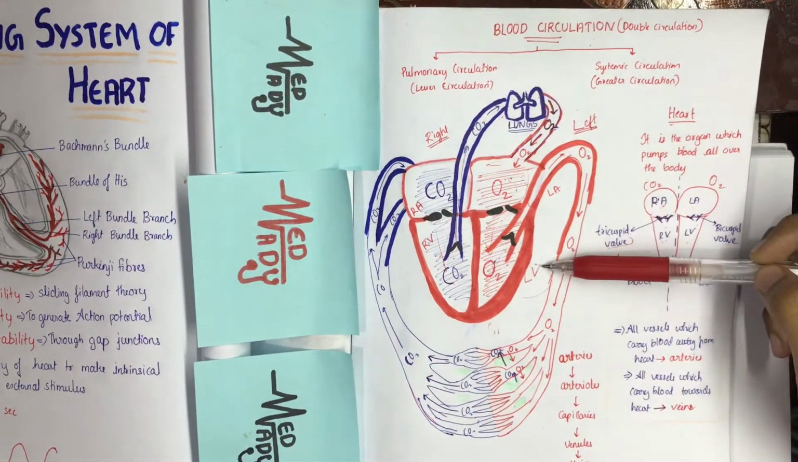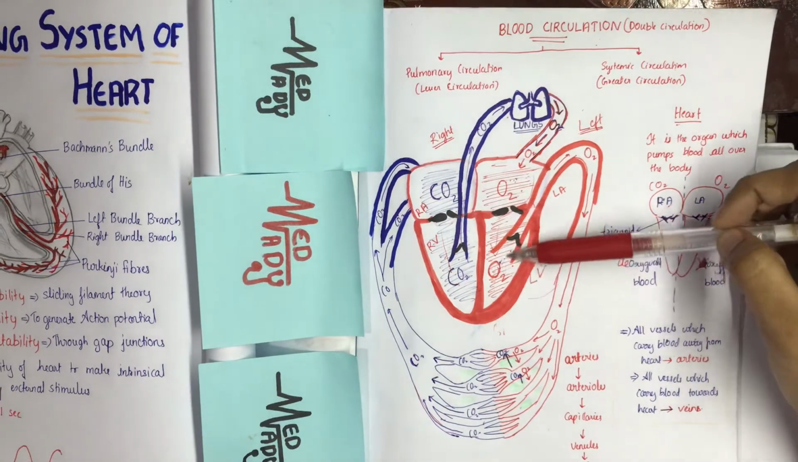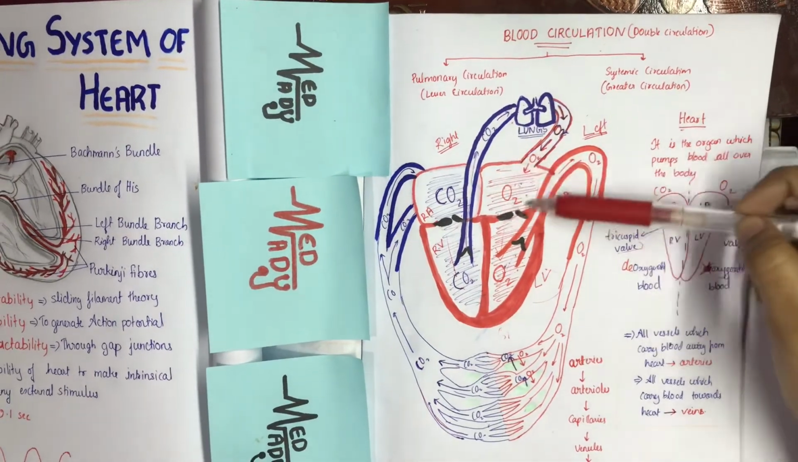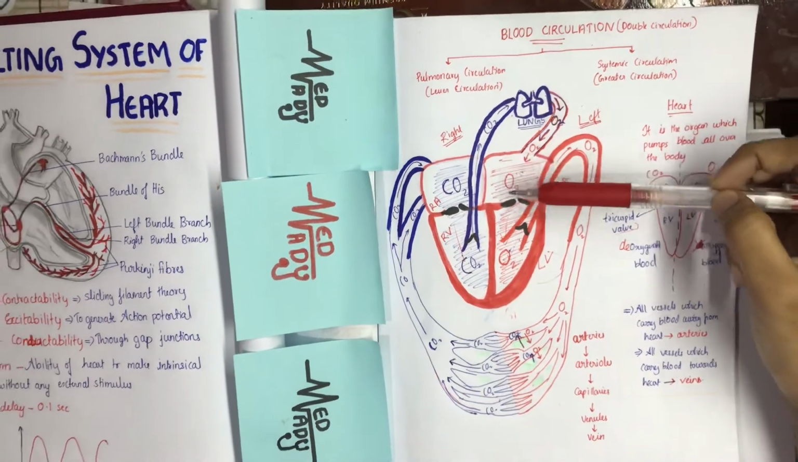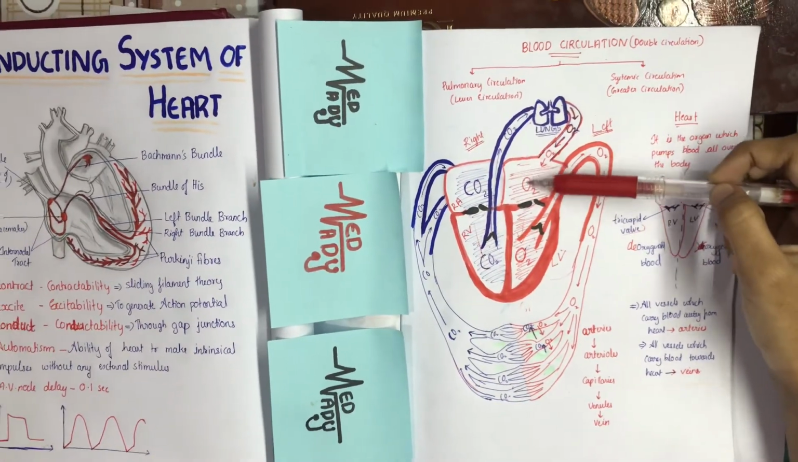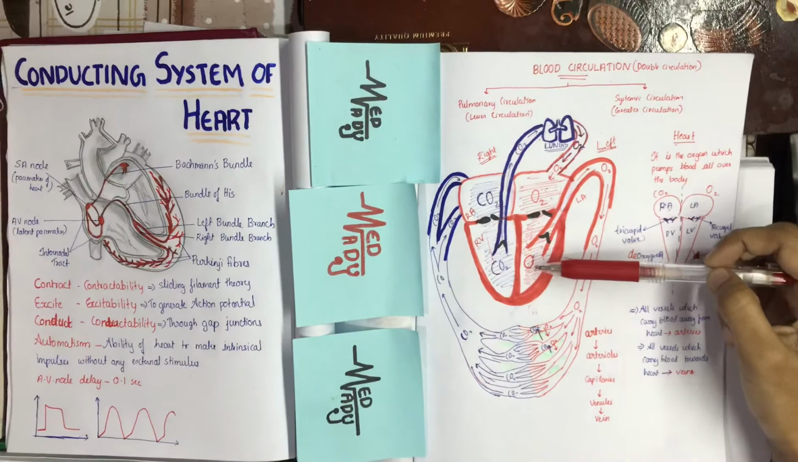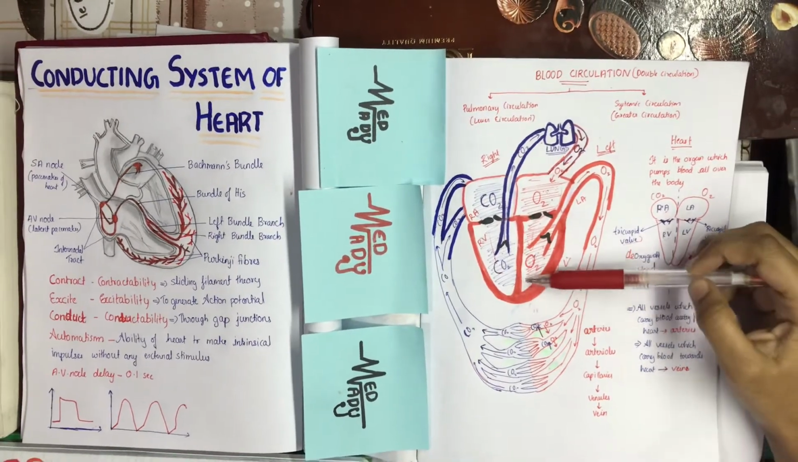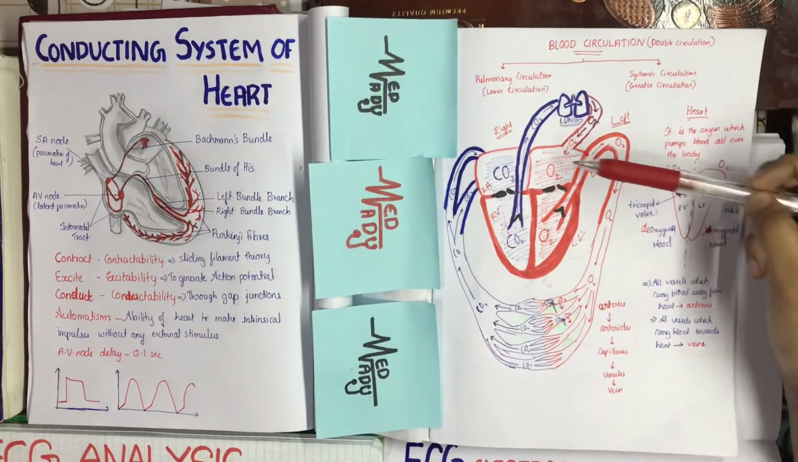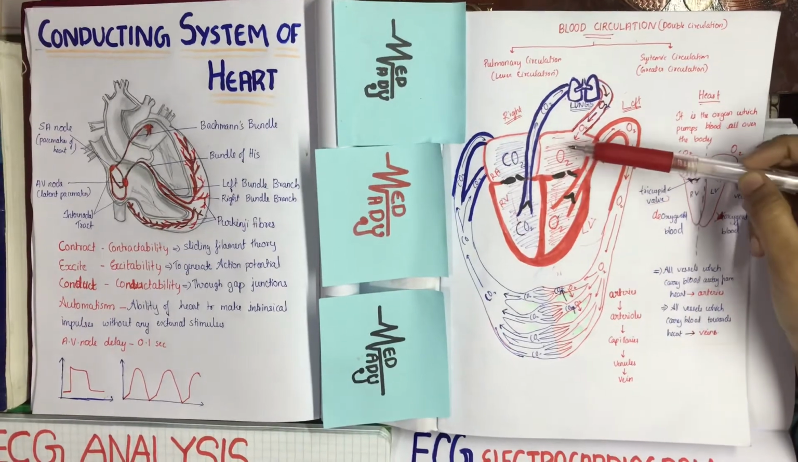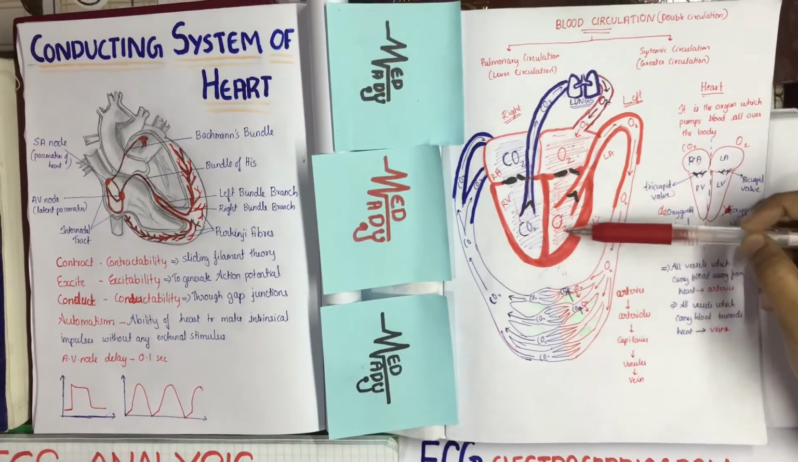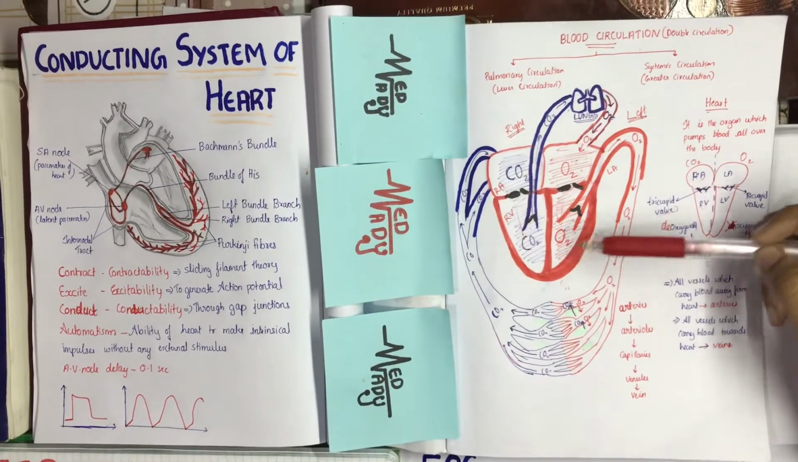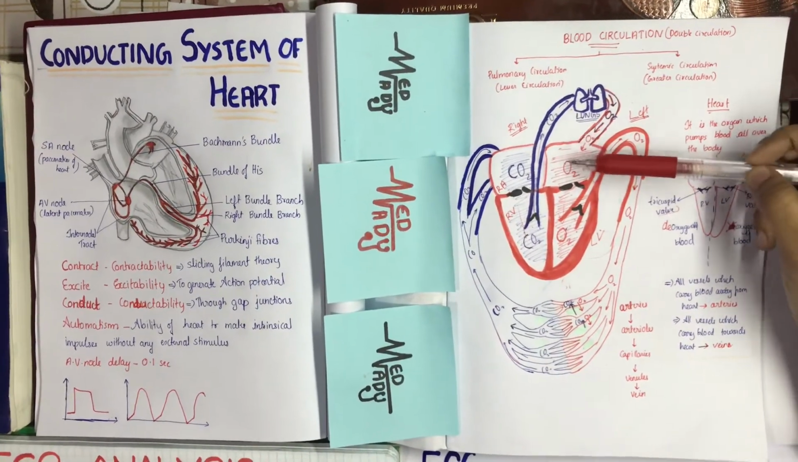If it is on the left side, we can take the aorta: the atrium is filled with pure blood, and the atrium contracts, and the blood comes to the ventricle, and the ventricle contracts, and the blood goes through the aorta. So the contraction of the atrium is known as atrial systole, and the contraction of the ventricle is known as ventricular systole, and the relaxation is known as diastole.